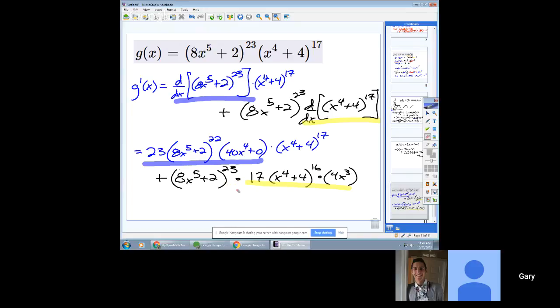All right, so I think I'm off to a good start. Derivative of the first function, underlined in a blue highlighter, times the second, plus the first function times the derivative of the second, underlined in yellow highlighter. And then we're going to see if we can clean it up. We can.